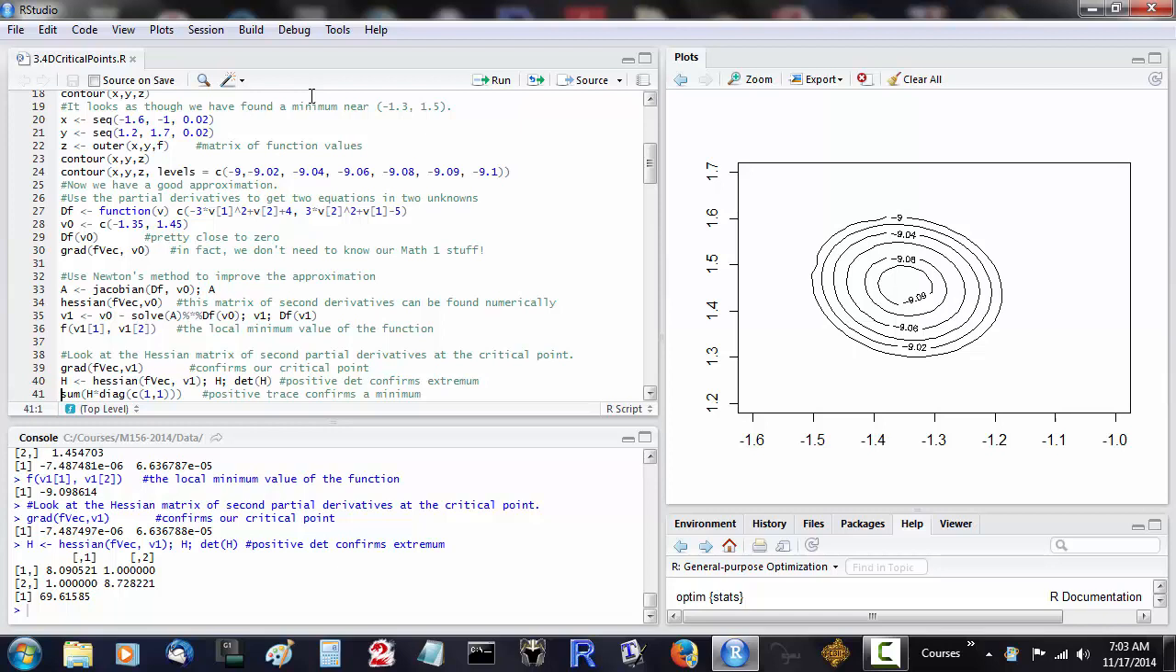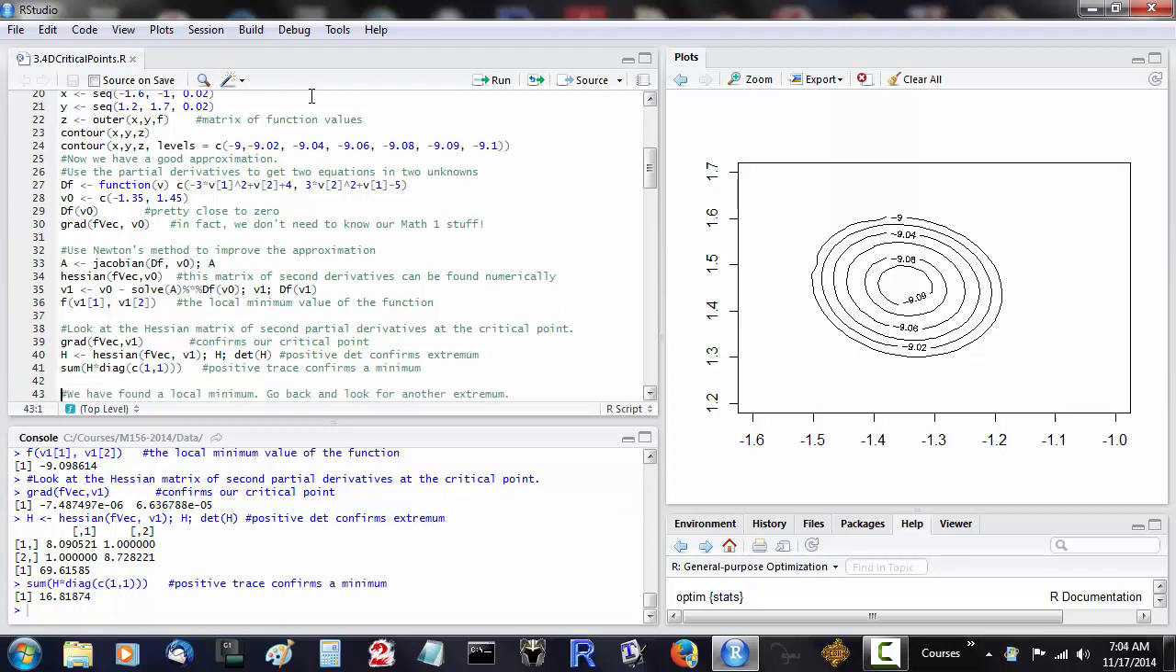And the fact that the values along the diagonal are both positive means that things are going to go up. We have found a minimum, but the usual way of doing this in the 2 by 2 case is add them together. If the determinant's positive and the trace is positive, you've got a minimum. Okay, 1 down, 3 to go.